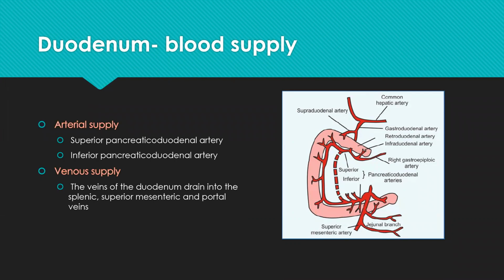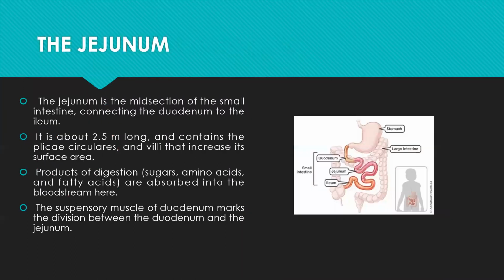And finally, the veins are going to be draining into the splenic, superior mesenteric, and into the portal veins. And next part is the jejunum. If you see here in that picture, the pink colored part, the second part of the small intestine, you will call it the jejunum. It's the midsection of the small intestine, connecting the duodenum to the ileum.